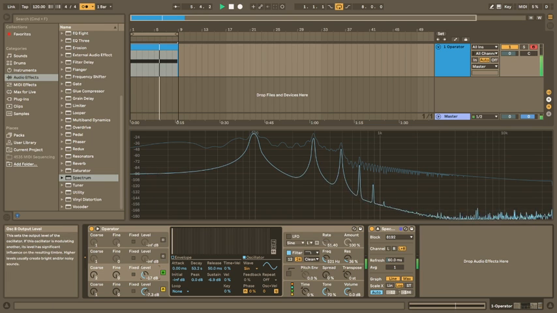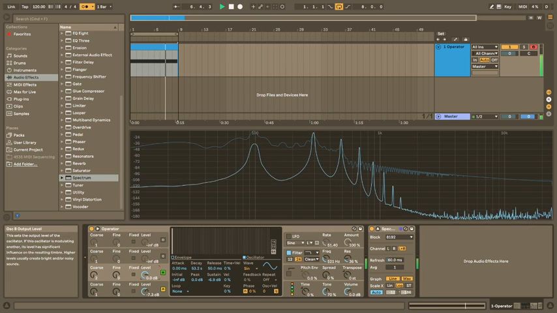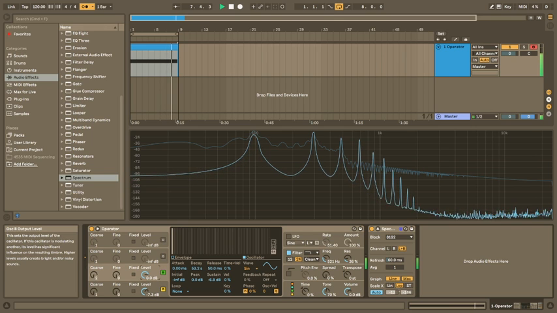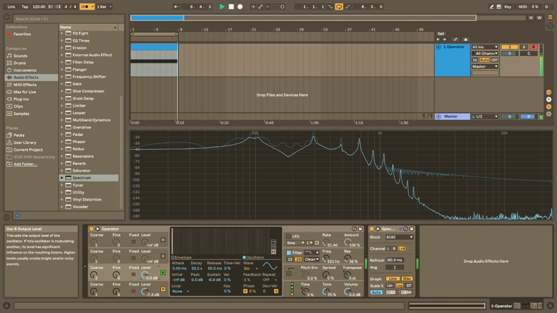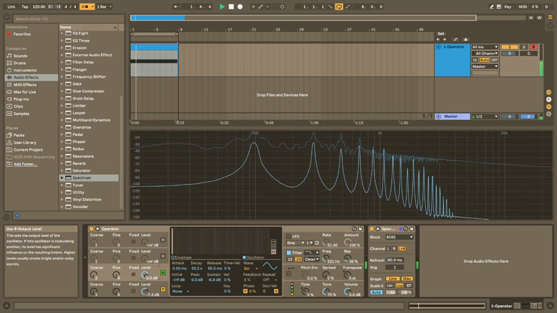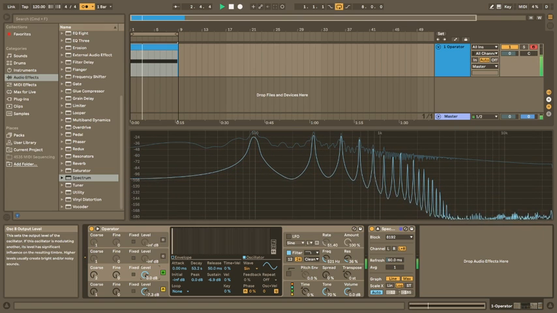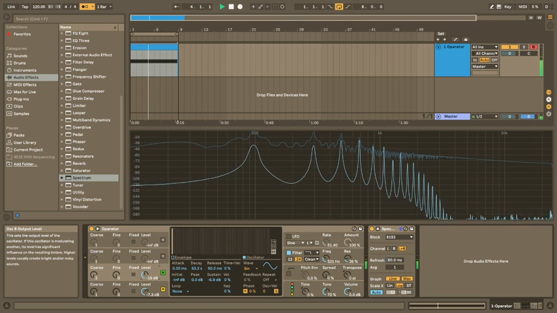Now if I crank this up, a little more like a square. We don't need all that.